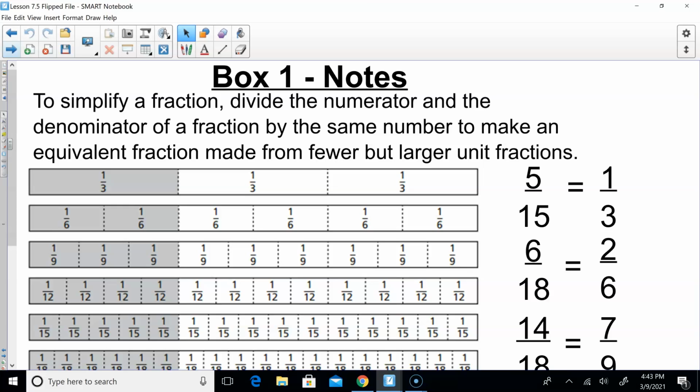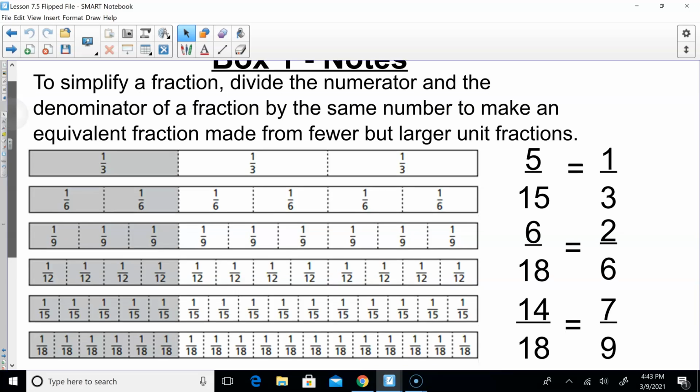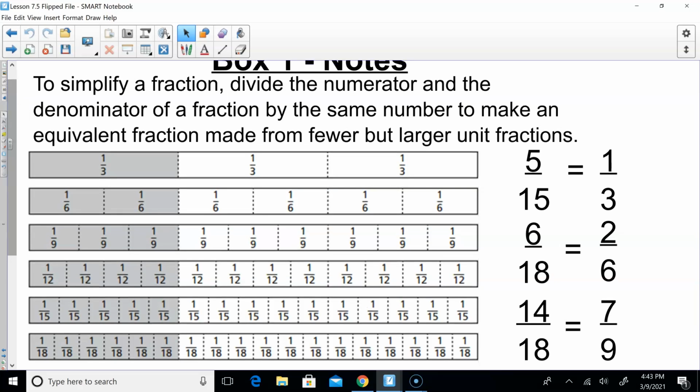So what does that mean? Yesterday we were taking something small and making it bigger, more pieces. Today we're taking many pieces and making them into fewer, bigger pieces. So what does this show us right here? This shows us that in our notes, if we look at 5/15, we can simplify and not have all these little pieces and make them into one giant third. So we take all those pieces and then we make it into a third.